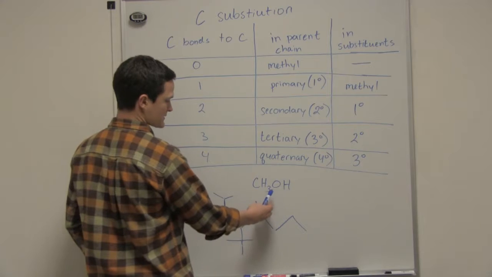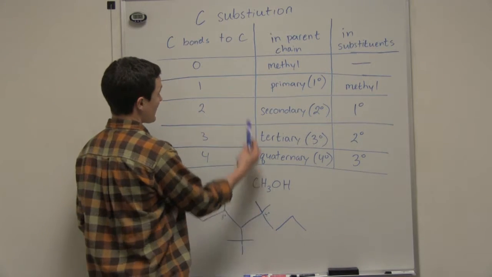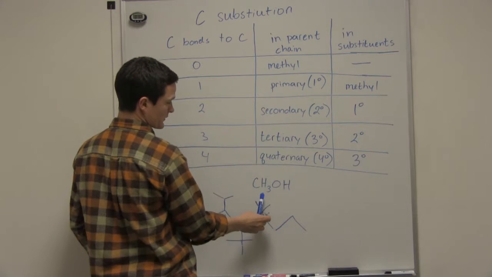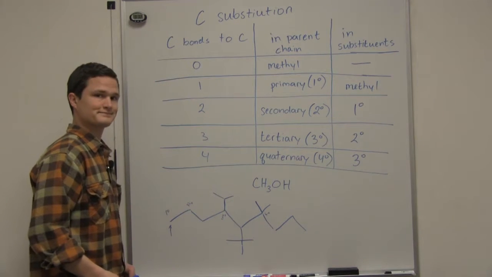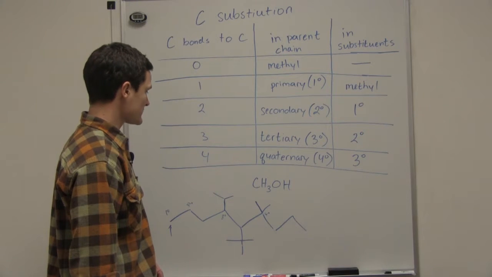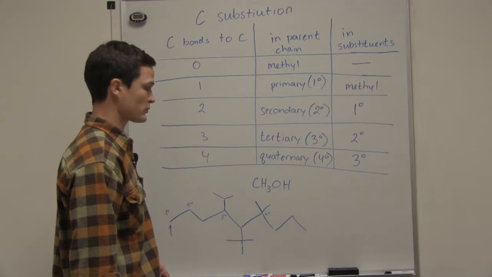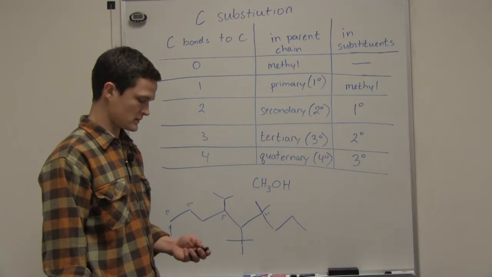Right here we have an example of a carbon that has no other bonds to carbon. That is considered a methyl group, and that's what we have, is a methanol. And that's more or less how substitution naming goes. It's pretty straightforward. Sometimes it takes a little practice, but that's the idea.